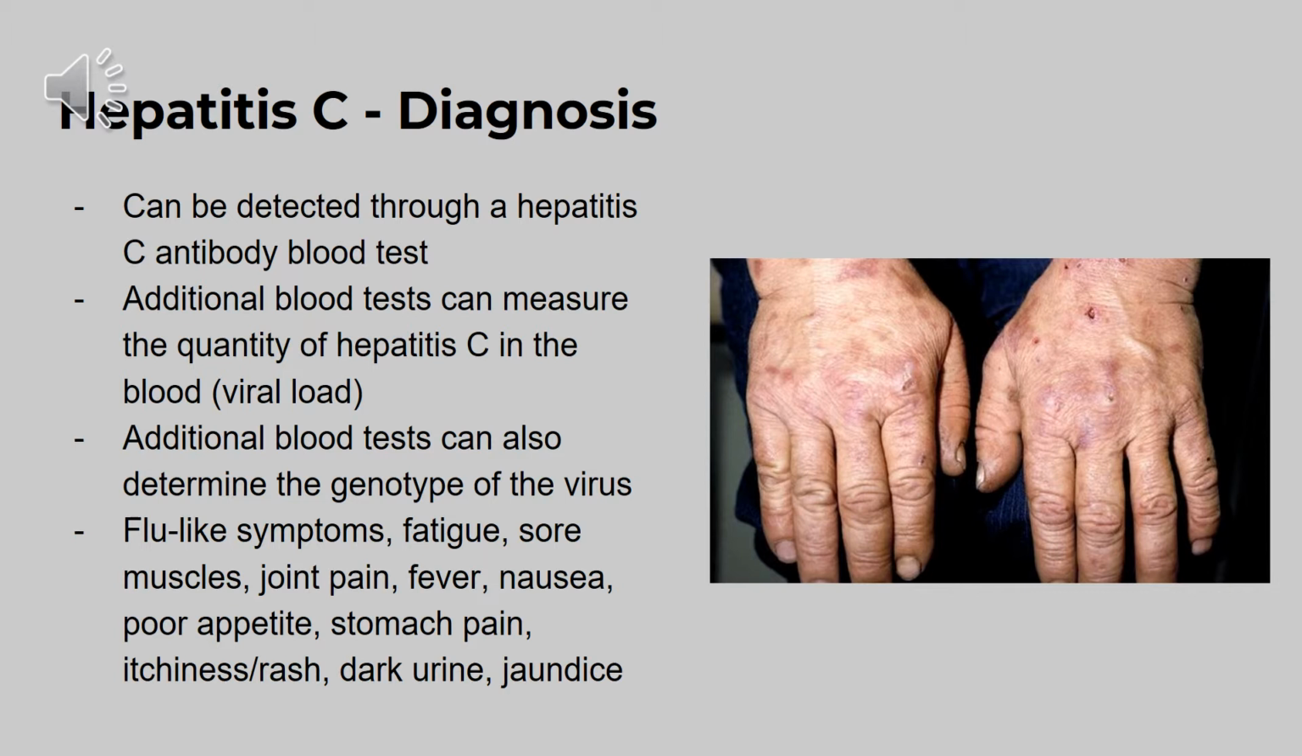So symptoms of hepatitis C, similar to the other two, include flu-like symptoms, so fatigue, sore muscles, joint pain, fever, nausea, poor appetite, stomach or abdominal pain, itchiness, and a rash, as well as dark urine, and we see jaundice again. This picture shows what a rash that stems from hepatitis C virus could look like.